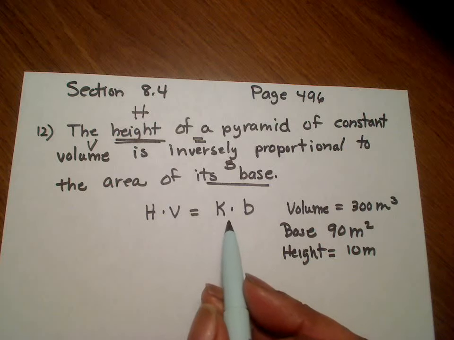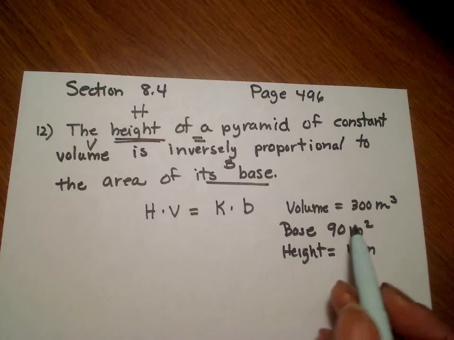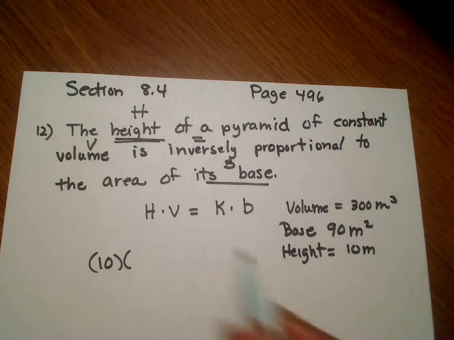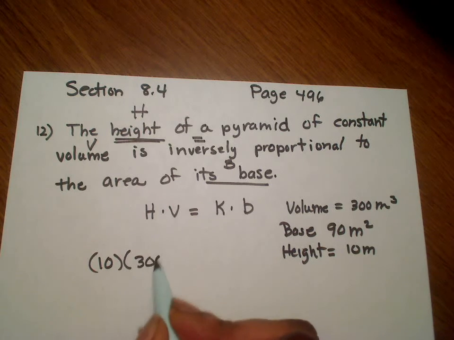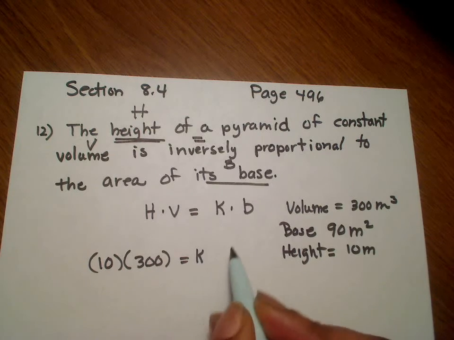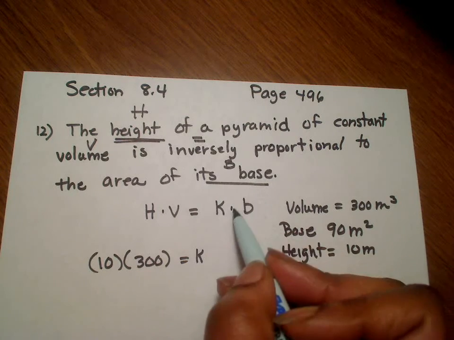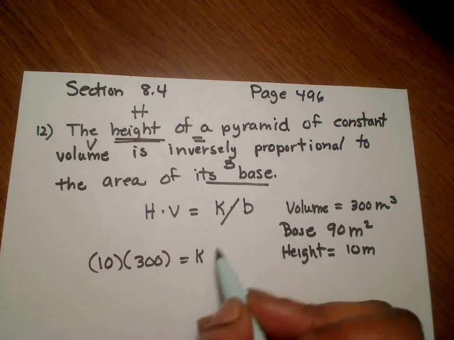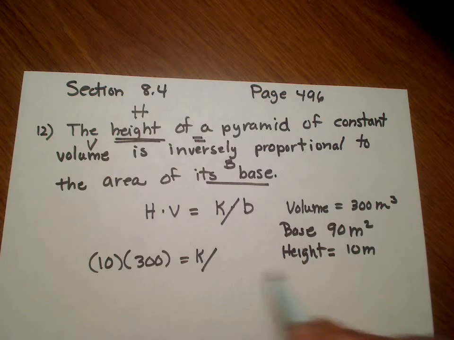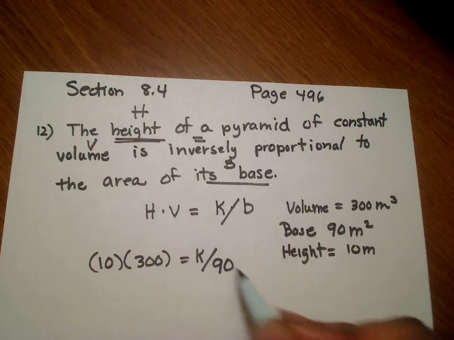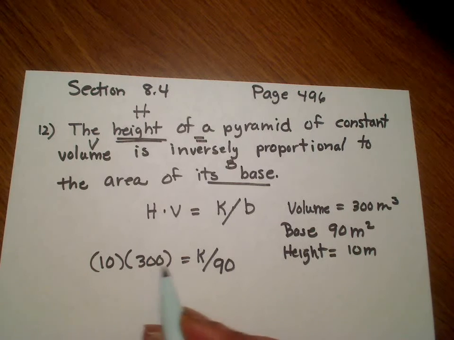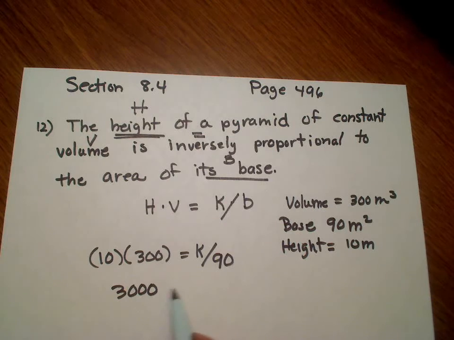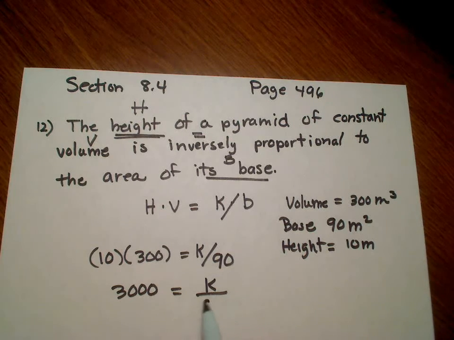So now we can go and solve for k. So what we have is the height times the volume, which happens to be this, is equal to k, and I notice it said inversely, so we should be dividing it through by b, not multiplying it. So we're going to divide that through by b, which happens to be 90. Now when we multiply this out here, what we're going to end up with is 3,000, which is equal to k over 90.